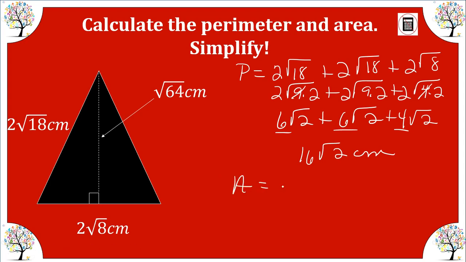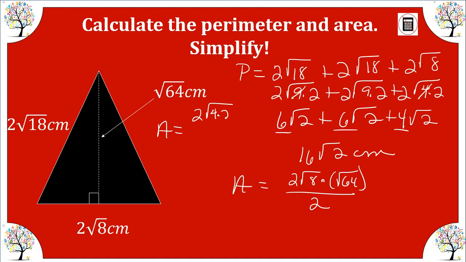Area is base times height. So our base is 2 radical 8 times our height, divided by 2. Don't forget the divide. So I'm going to simplify these. So the square root of 8, so I'm going to bring it here. So let's come up here, area. So 8 is 4 times 2.